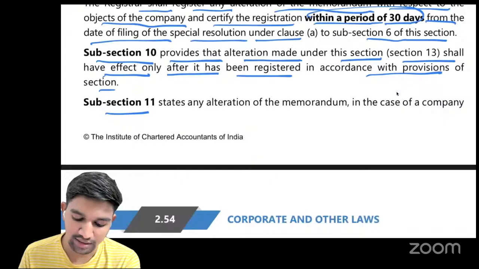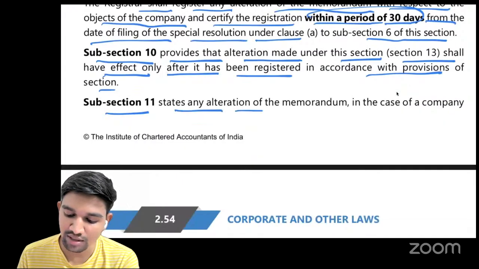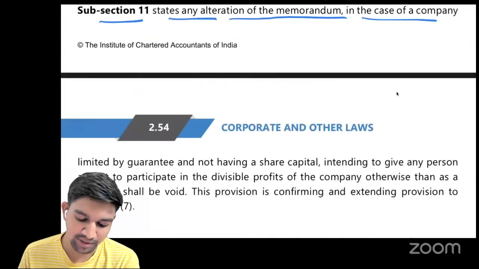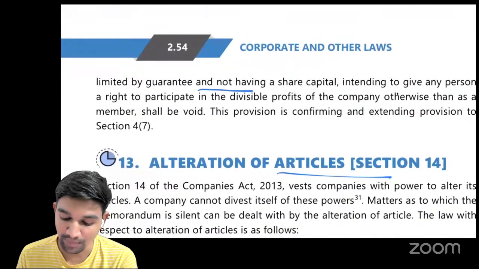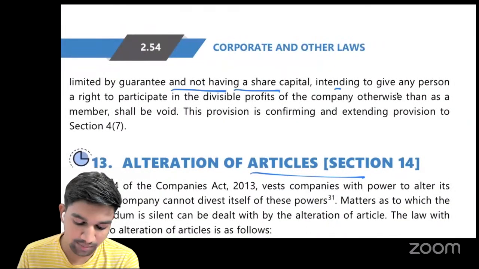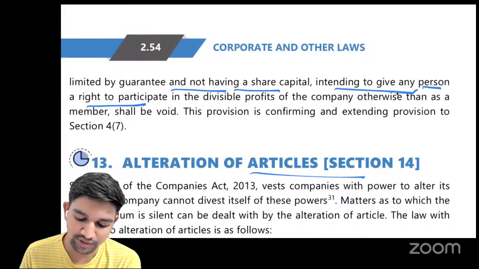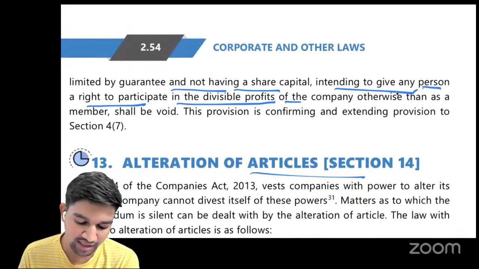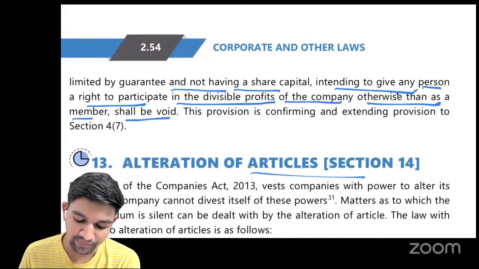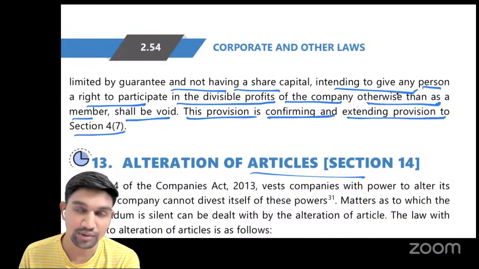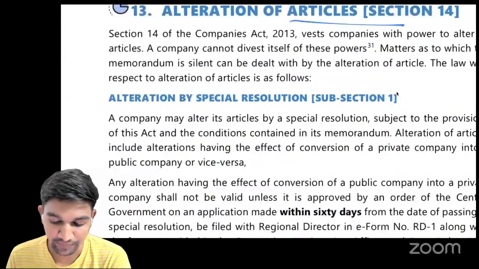Subsection 11 states that any alteration of the memorandum in the case of a company limited by guarantee and not having share capital, intending to give any person a right to participate in the divisible profit of the company otherwise than as a member, shall be void. And the provision is confirming and extending the provision of Section 4, subsection 7.